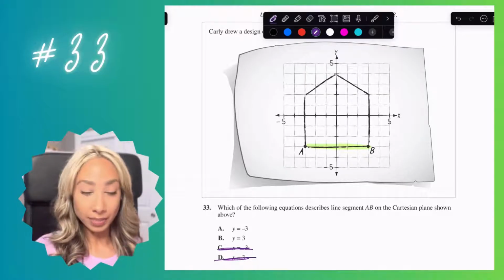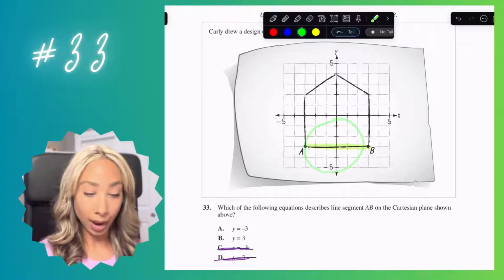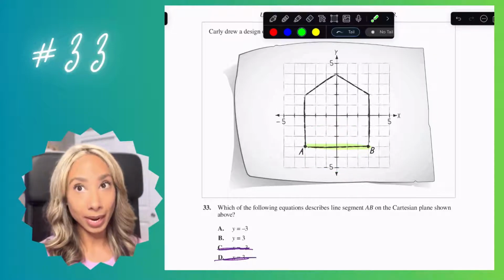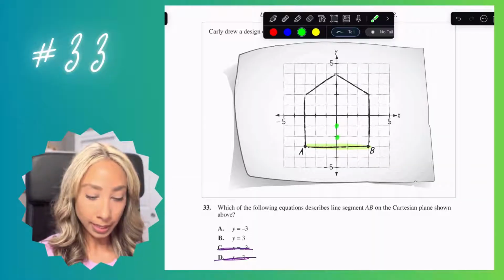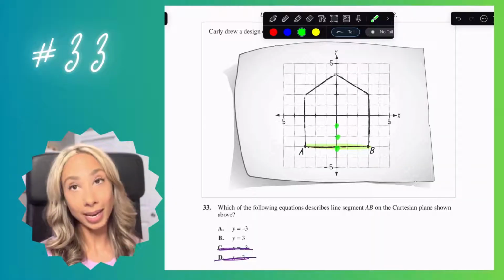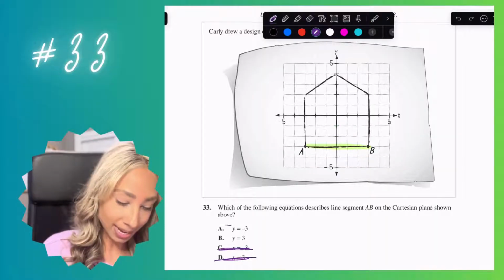And then now we just have to count it. So our line is at the bottom here of our graph. So that means it's going to be in the negative numbers. So here is 0, negative 1 is here, negative 2 is here, and negative 3 is here. So this one is going to be y equals negative 3.